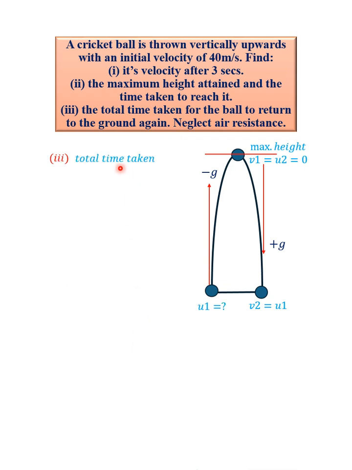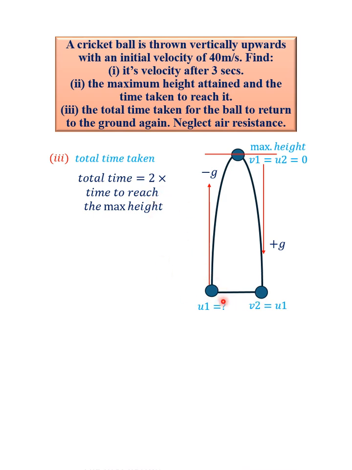And lastly, we have to find the total time taken for the ball to return to the ground. So what is the time taken for you to throw it up and for the ball to come back to the ground? The total time taken is simply equal to 2 times the time to reach the maximum height. So the time it took the ball to leave the ground to this maximum height is the same time it will take to fall back to the ground.